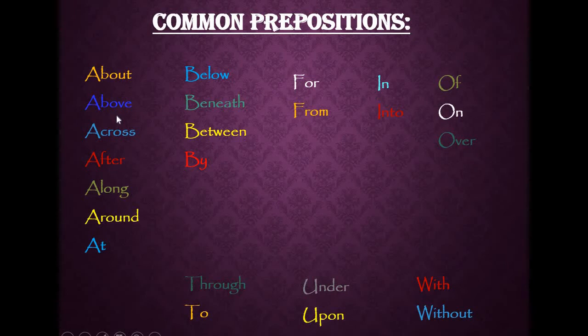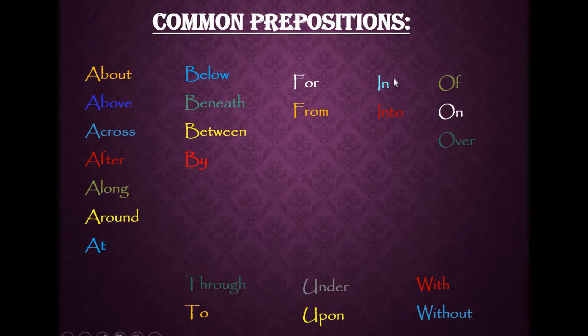Above is a preposition that means up. Across means from one side to the other of something. After is the opposite of before. Below is under. Beneath is the same as below. It means also under. For example, along. Along means when you walk in a constant direction, like you are on your path, on your way, directly straight.